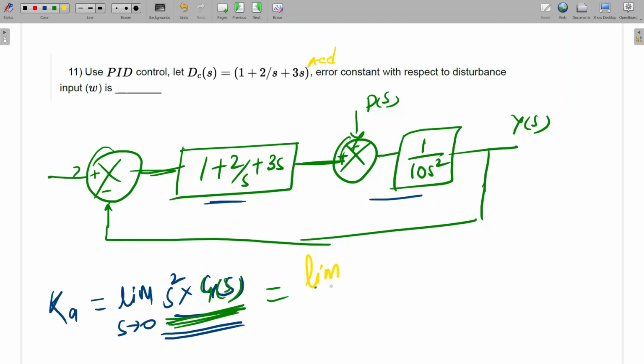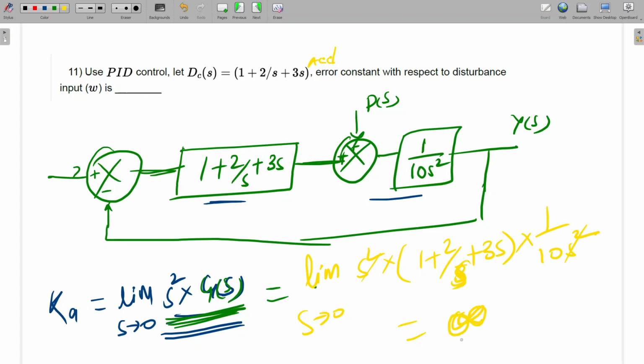I'm doing it. Limit s tends to 0 of s square into (1 plus 2 by s plus 3s) into 1 by 10 s square. S square will be cancelled. Okay. What will be the value? Infinity. Is it correct? Yes, s tends to 0 into G equivalent, meaning G into H also. So this will be infinity. Okay. Moving to the next question.